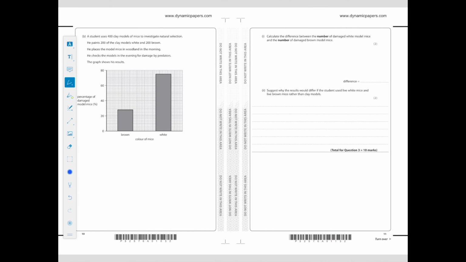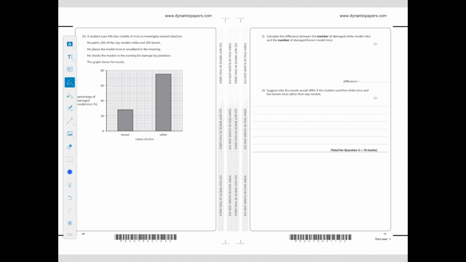A student uses 400 clay models of mice to investigate natural selection. He paints 200 of the clay models white and 200 brown. He places the model mice in woodland in the morning. He checks the models in the evening for damage by predators. The graph shows his results. So we can see that the damaged mice are far more prevalent with the white mice compared with the brown mice. Calculate the difference between the number of damaged white mice and the number of damaged brown model mice.